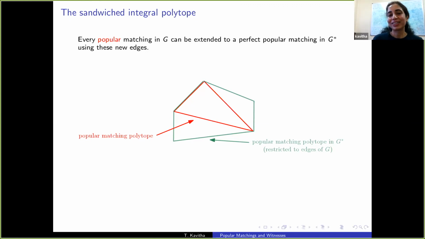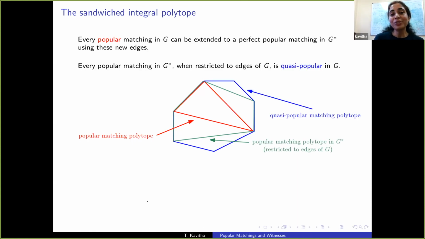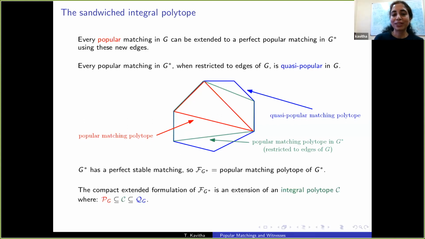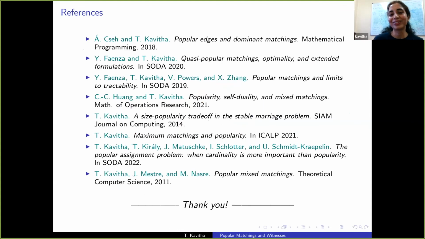So indeed, this is really the last slide. We are showing that every popular matching can be extended to a perfect popular matching in this augmented graph. So we have the popular matching polytope, that's the red figure. It is a subset of the popular matching polytope in G star. And we show every popular matching in G star when restricted to edges of G is quasi-popular. So that's how we get this sandwich polytope. So that's all I wanted to say. Thank you. I tried to cover a lot of work today. Sorry if it got a bit heavy.